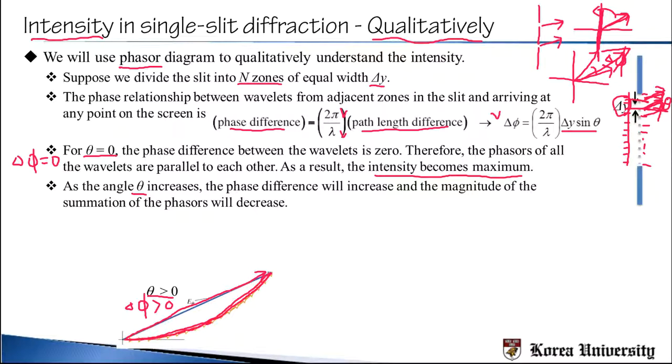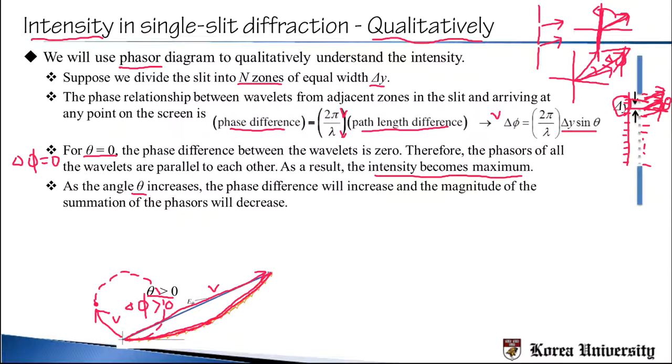And then let's increase angle theta a little bit more, then probably you will have some shape like this. The phasors will form a circle like this, and if the final phasor is here, your amplitude will be something like this. This amplitude is smaller than that, so the amplitude has decreased, and the intensity has also decreased.